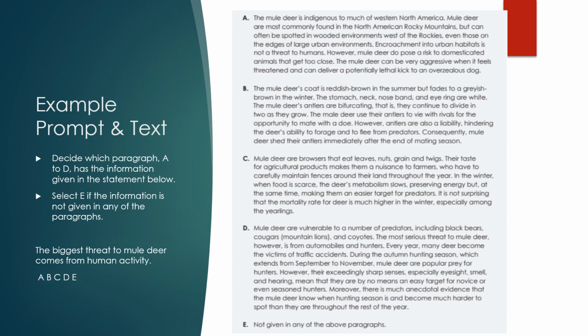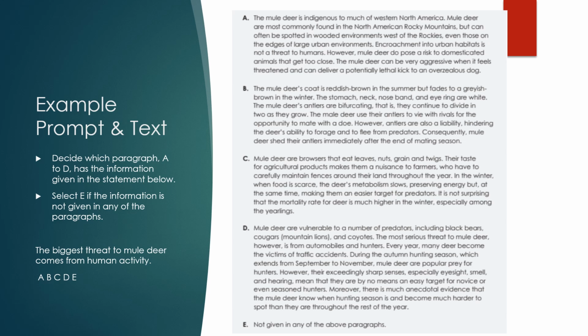First of all, paragraph A. Again, read the question: the biggest threat to mule deer comes from human activity. Keep this question in your mind while reading all the paragraphs. We will go one by one. Paragraph A. What is this paragraph talking about? This is about the mule deer's habitat and its relationship with domestic animals. You probably won't find anything here about interaction with humans. So this will be eliminated. Let's go to paragraph B.